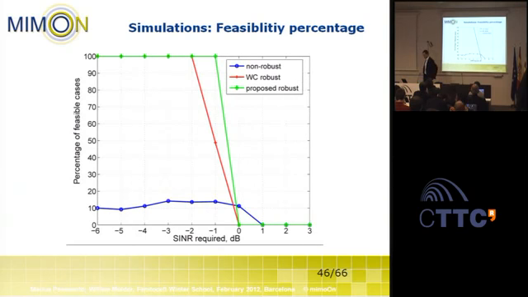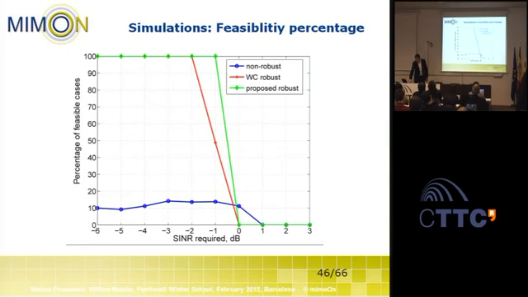So let us compare our robust design, which is the green curve, with the non-robust approach. For different SNR targets, as displayed here, we display the percentage of feasible simulations, or feasible beamformers, that we have computed.